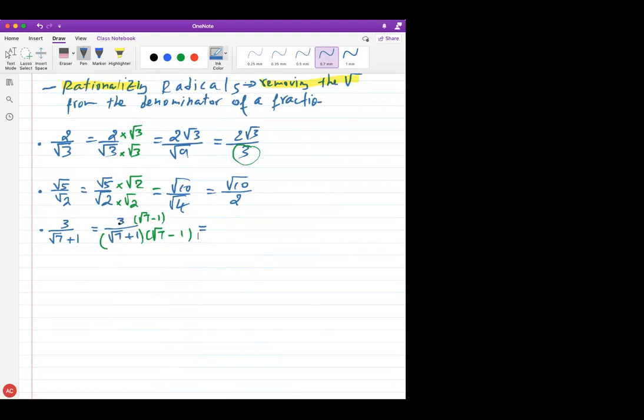Okay, so let's distribute the first one. So 3 times radical 7, 3 times -1, over radical 7 times radical 7, which is radical 49, then -1 radical 7. What else? Plus 1 radical 7. Finally, -1. After multiplying, always try to simplify. What happens here? We can't do much here. It doesn't have a radical, so that stays the same.